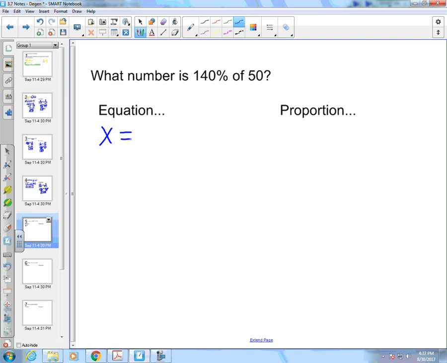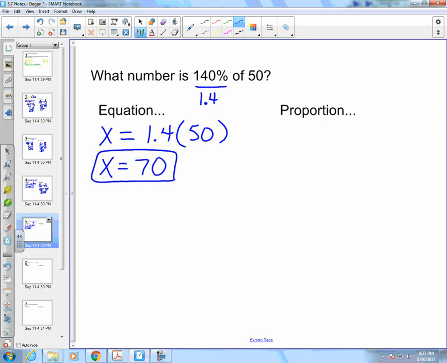What number is 140%? Well, this becomes 1.4 when we move our decimal point over 2 places. Of means multiply, so we have to multiply that by 50. So 50 times 1.4, x is equal to 70. That amount is larger than the of. That's because we have a percentage over 100.